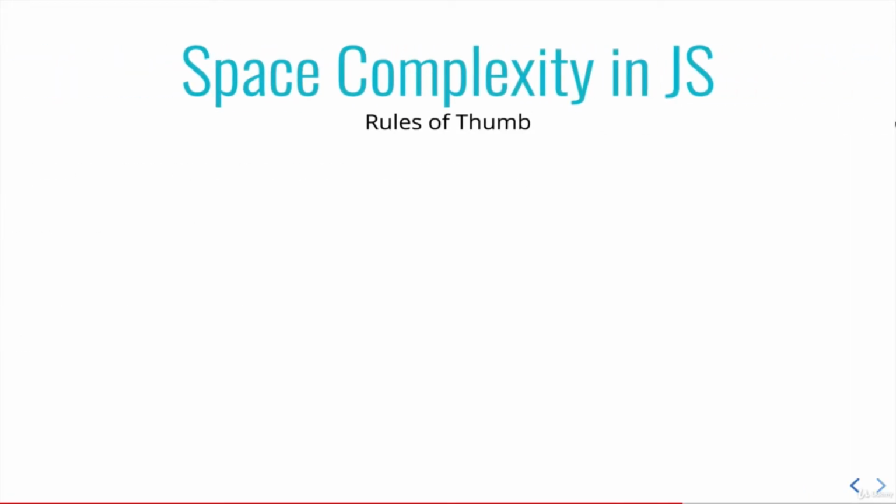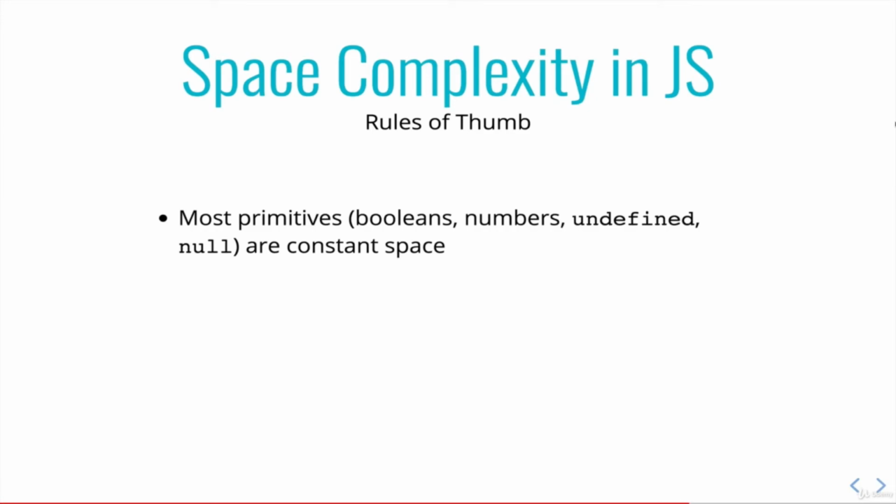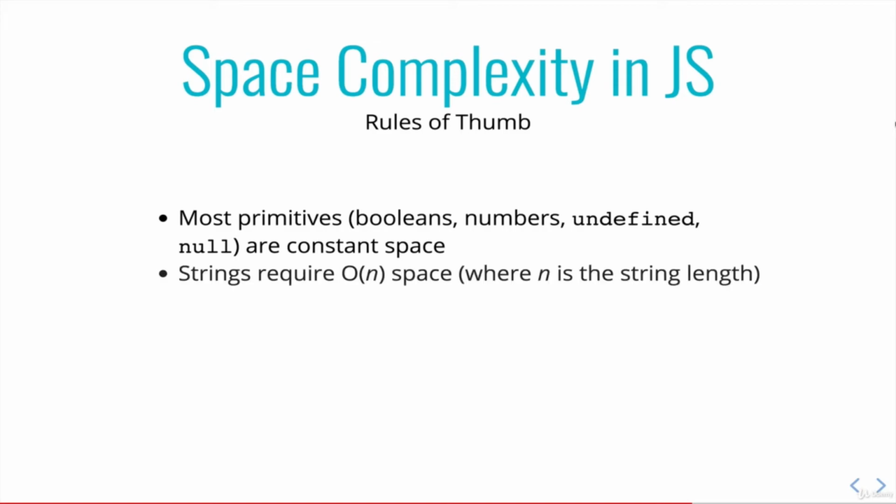So some basic rules of thumb. The first is that most primitives, things like booleans, numbers, undefined, and null in JavaScript, are constant space. So it doesn't matter what the size of the input is. If the number is 1 or the number is 1,000, we can consider it constant space. It doesn't matter if a boolean is true or false, it takes up the same amount of space.